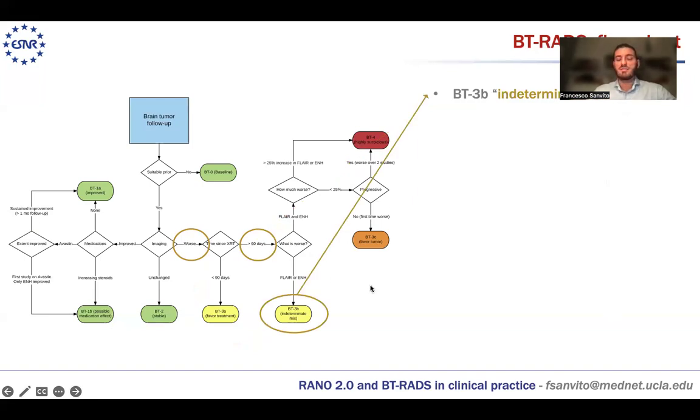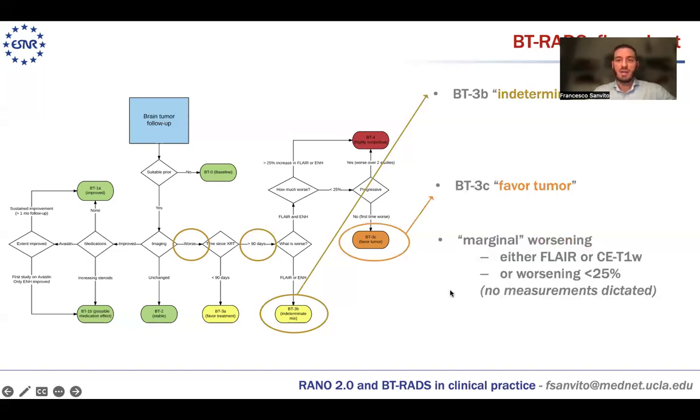If more than 90 days have passed from the end of the radiation, you can assign BT3B or 3C, which are, in my language, for simplification, a marginal worsening of either FLAIR or contrast enhancing T1, or a worsening of less than 25%. Here you see there's a measurement. They don't really specify how to measure. I think that a RANO style bidimensional measurement would apply. And I do want to point out that less than 25% would not even be a progression in RANO, it would be stable disease.